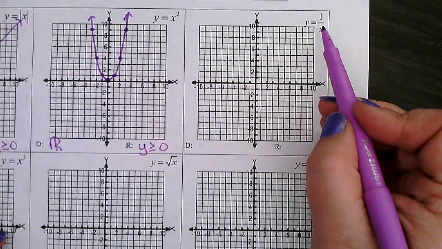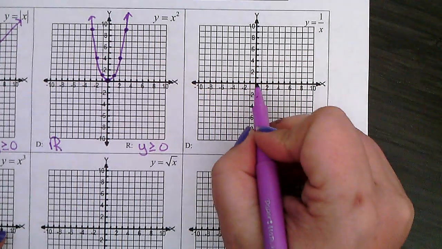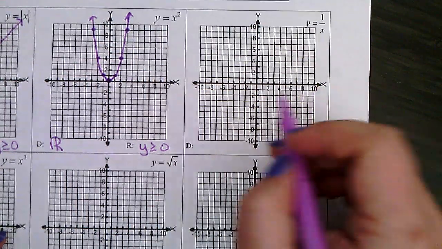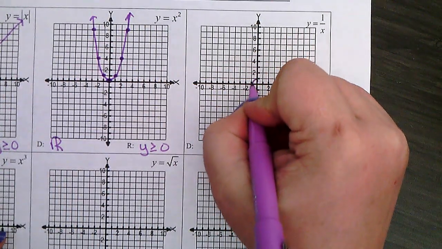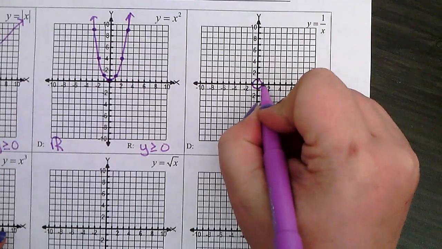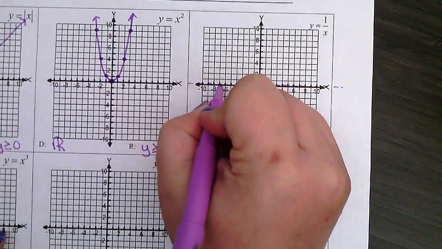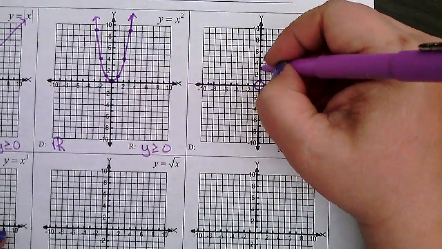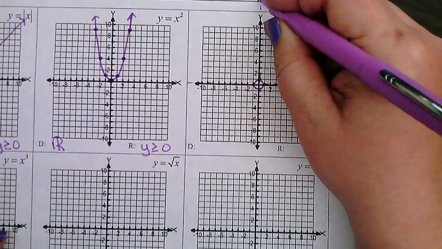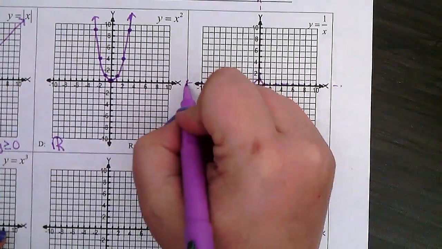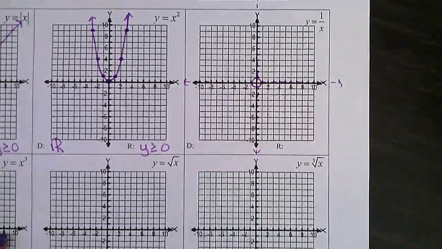The next one, 1 over x, well, if I start at 0, 0, that would be dividing by 0, which is illegal. So it starts with a black hole at 0, 0 and force field lines going to the left and the right. These are called asymptotes. And for this graph, our graph actually does not touch or cross these asymptotes.